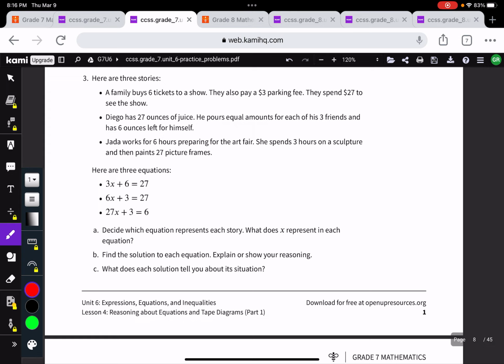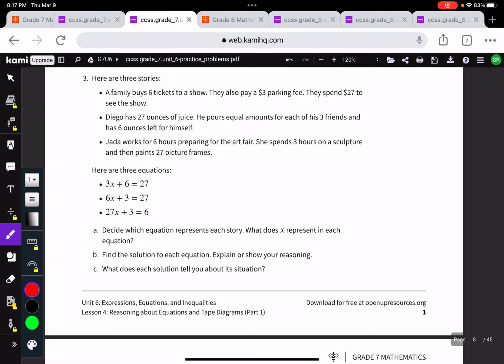Number 3. Here are 3 stories. A family buys 6 tickets to a show. They also pay a $3 parking fee. They spend $27 to see the show. Decide which equation represents each story. What does X represent in each equation? Find the solution to each equation. Show your reasoning. And what does the solution tell you about its situation?